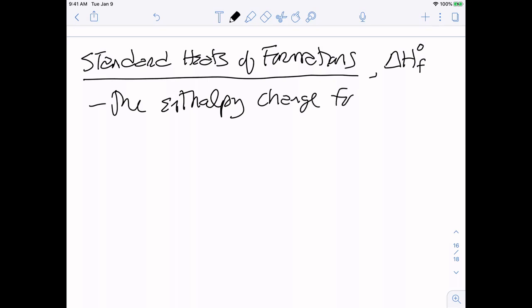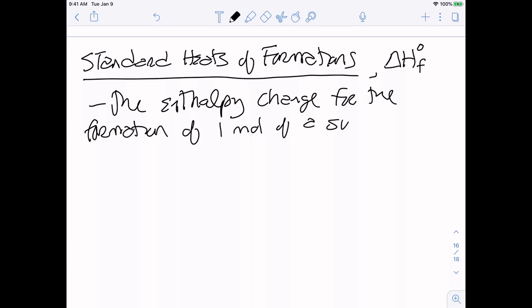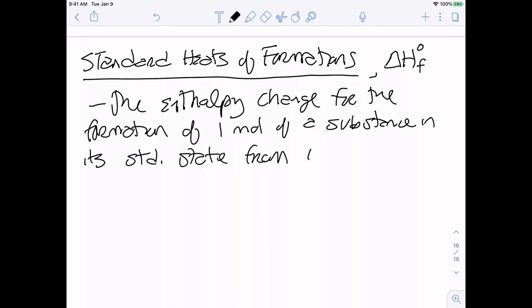So the enthalpy change, it's kind of a mouthful. For the formation of 1 mole of a substance in its standard state from its constituent elements, so the elements that make it up, in their standard states.